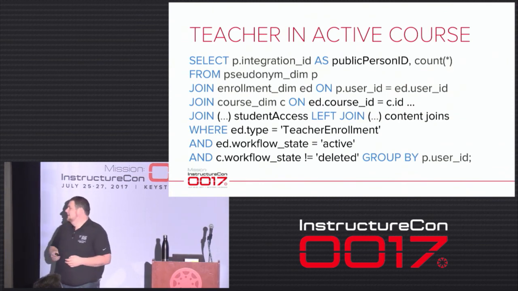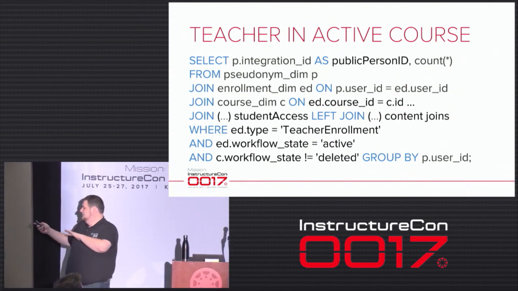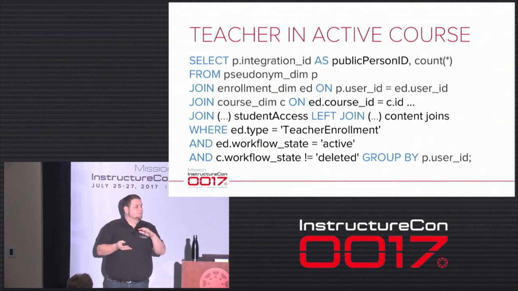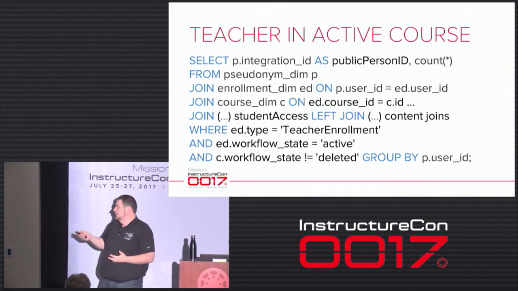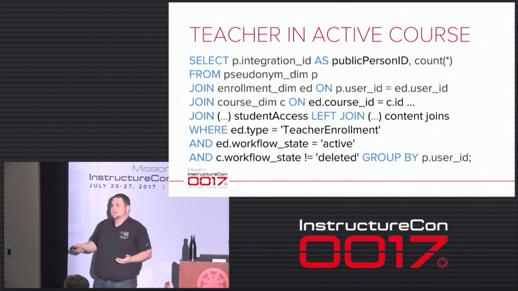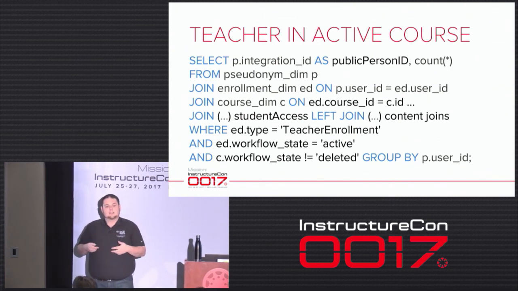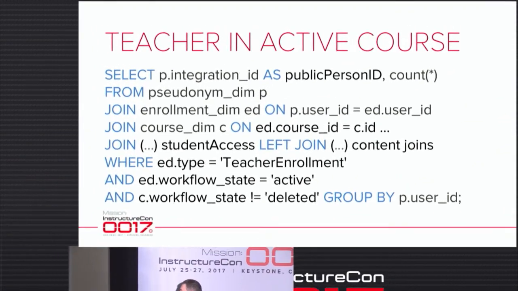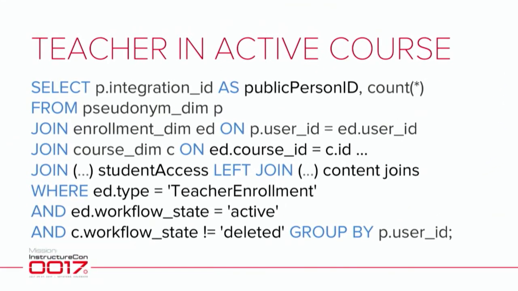So those little sections of the query, the student access portion and the content portion, go into a larger query, right? And this is the query where we say, is this teacher in an active course? And so both of those ones go kind of right in the middle, the ones that we just looked at. We joined student access, and the 5 content types are left joined.